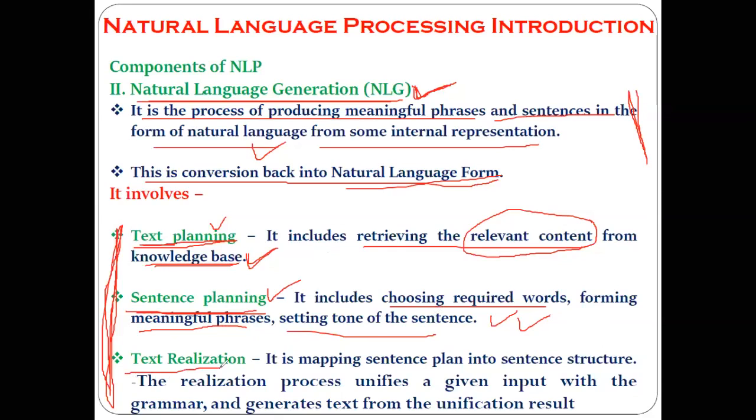And third is text realization. In the third stage, what you do, here I have written, it is mapping the sentence plan into the sentence structure. Syntactically, in the second stage you have formed the sentence, correct? Now in the third stage, you validate your sentence, whether that sentence is syntactically correct or not. Third stage is mapping the sentence plan into the sentence structure.